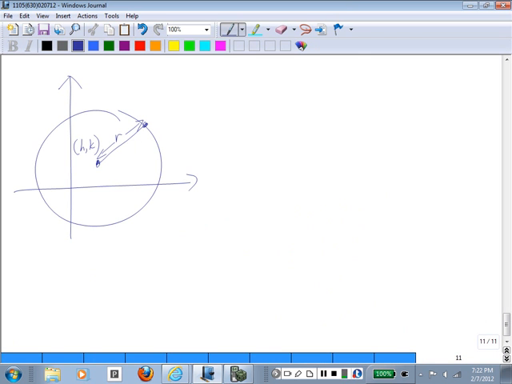Then we could use the distance formula. Let's say this is an arbitrary point on the circle, (x, y). Use the distance formula to write an expression for the distance between (h, k) and (x, y). We say (h, k) is our (x sub 1, y sub 1), and our (x, y) is our (x sub 2, y sub 2).